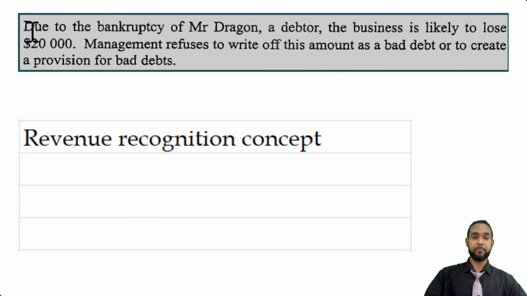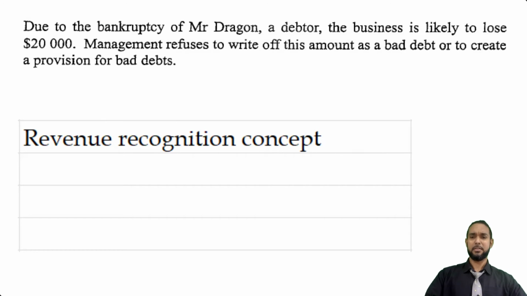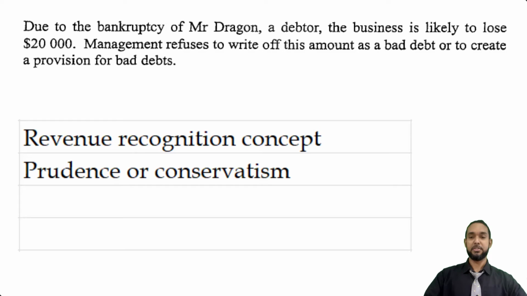The second item, due to the bankruptcy of Mr. Dragon, a debtor, the business is likely to lose $20,000. Sorry, wow. When you miss a zero, it's a problem. Management refuses to write off this amount as a bad debt or to create a provision. What is really going on with management? That's simple, right? The concept is the prudence or conservatism concept. If we can reasonably expect that this debt is no longer going to be collected, we cannot reasonably classify it as an asset, and therefore we have to write down or adjust down the carrying amount on the books.